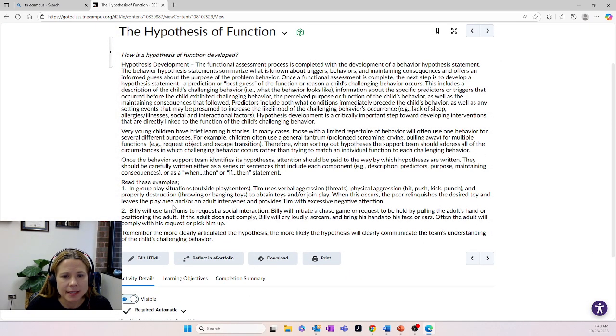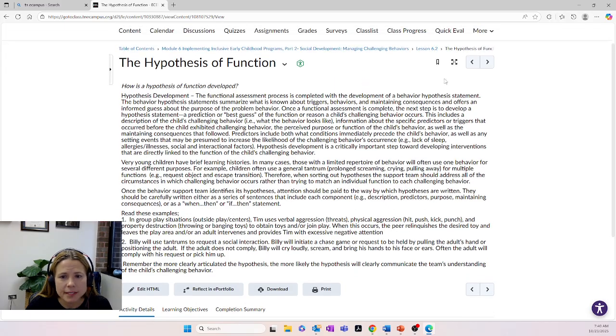I do have some examples here. So please make sure you look at that. We have to have a hypothesis statement. It's critical in developing an intervention plan. It's linked directly to the function of that child's behavior that's challenging. So make sure that you check this section out.